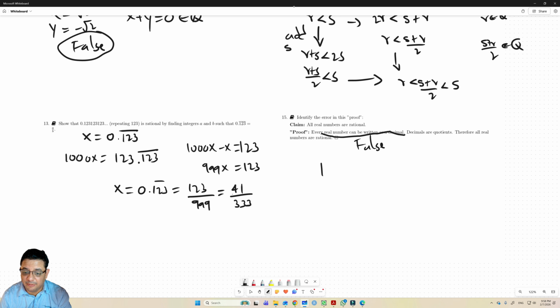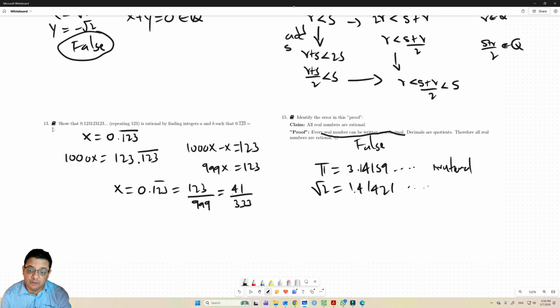But you have things like pi being 3.14159 and so on and so forth. Those are irrational numbers. Also square root of 2, which is like 1.414, and they continue, and they don't have any pattern. So those are irrational numbers. So not all the real numbers, these are real numbers by the way, are going to be rational.